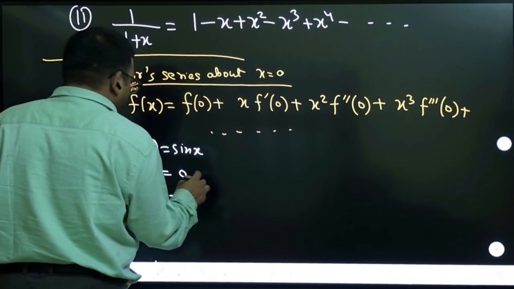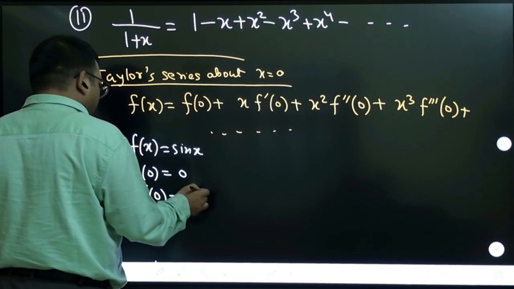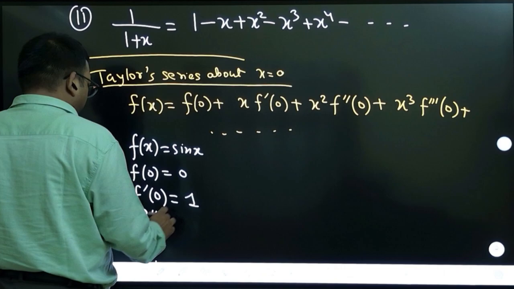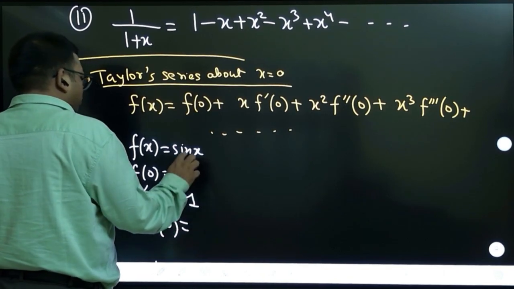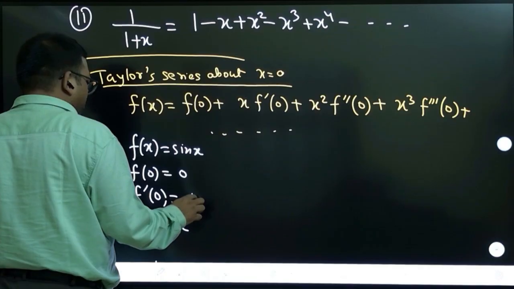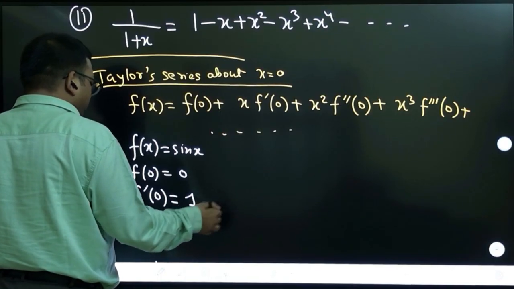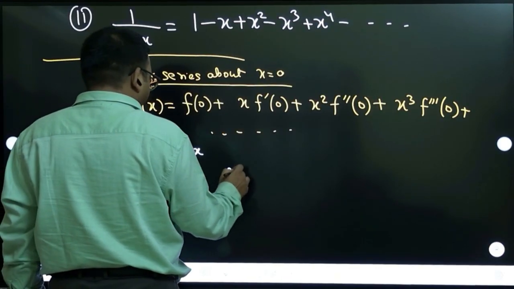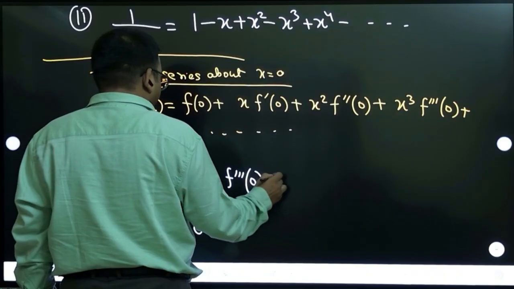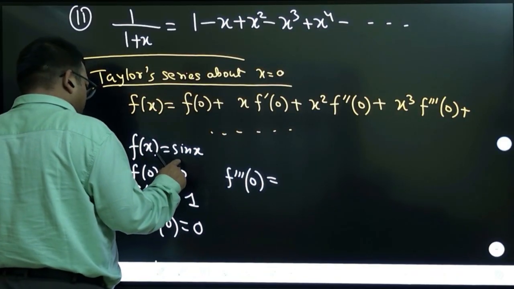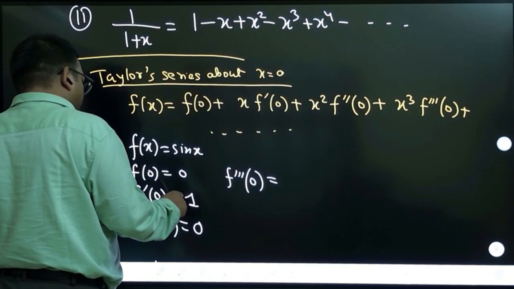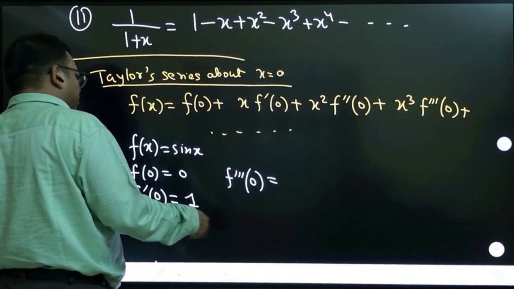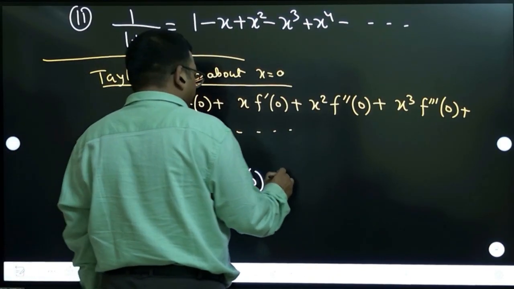First you differentiate f', so sin x becomes cos x. Cos x, you put x as 0, it is 1. f''(0): sin x differentiation is cos x, cos x differentiation is minus sin x. So anyway this will become 0. What will f'''(0) be? Sin x differentiation is cos x, cos x differentiation is minus sin x, minus sin x differentiation is minus cos x. Then it will become minus 1.